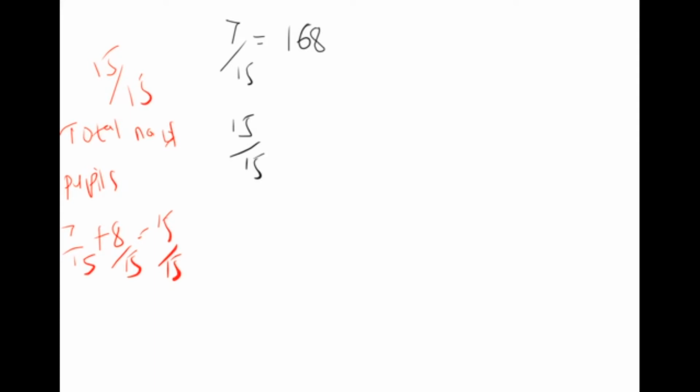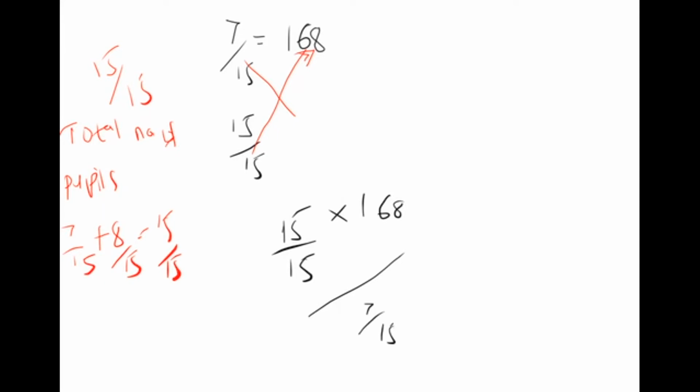We can cross multiply. We have 15/15 times 168, or divided by 7/15. Then we can simplify by 15/1 by 15/1. We have 168 divided by 7/15. 168 times, get the reciprocal here, and the reciprocal here will be 15/7.